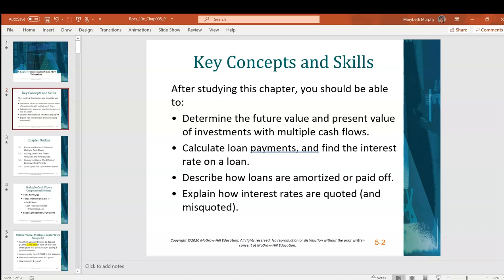By doing that, we'll be able to calculate loan payments and find an interest rate on a loan. We're going to talk about how loans are amortized or paid off. And we're going to talk about how interest rates are quoted and misquoted.